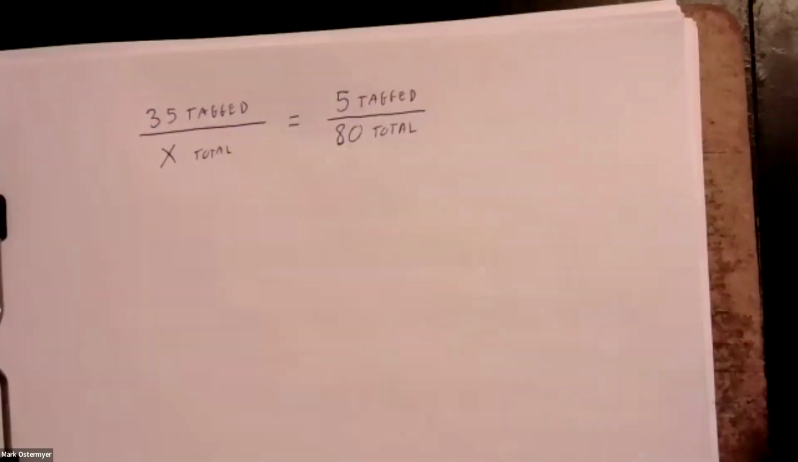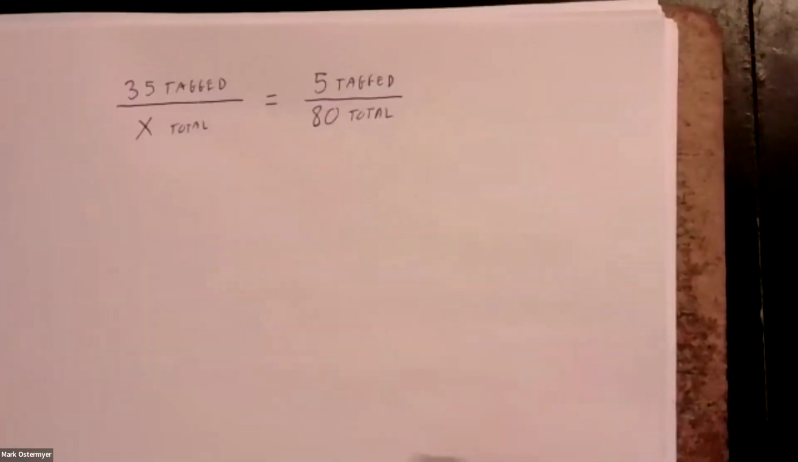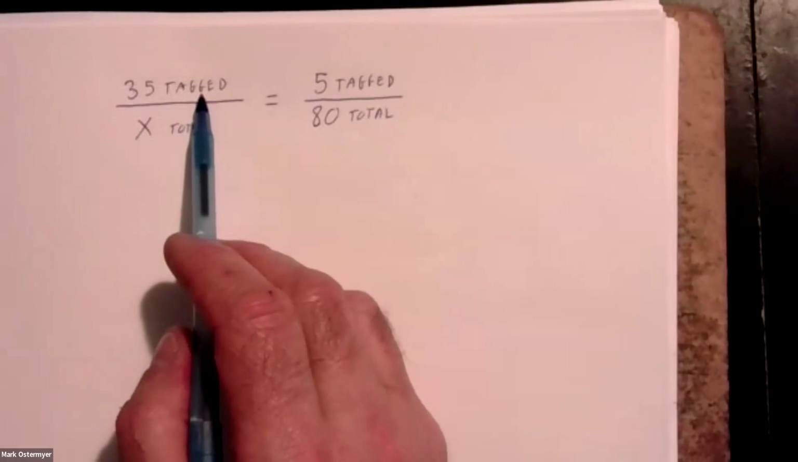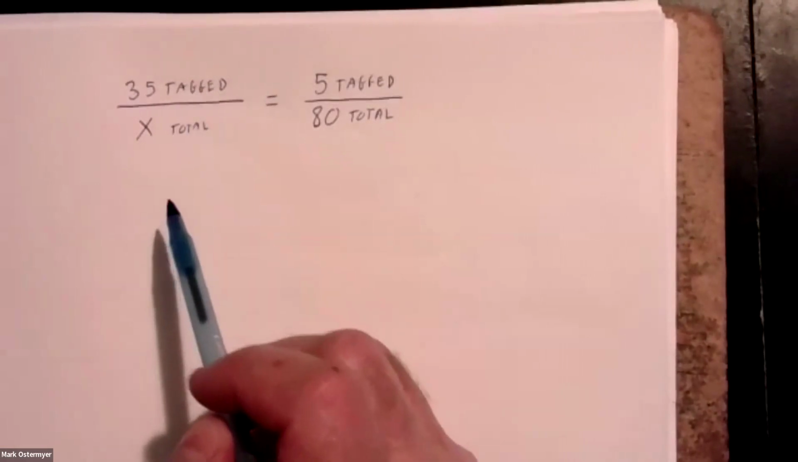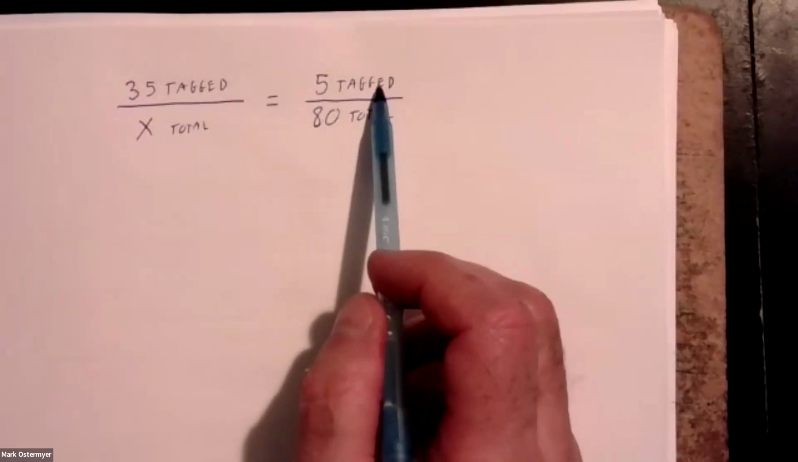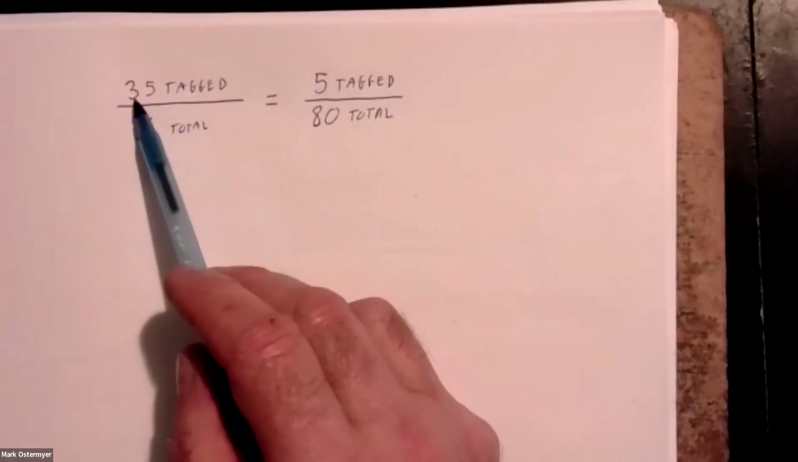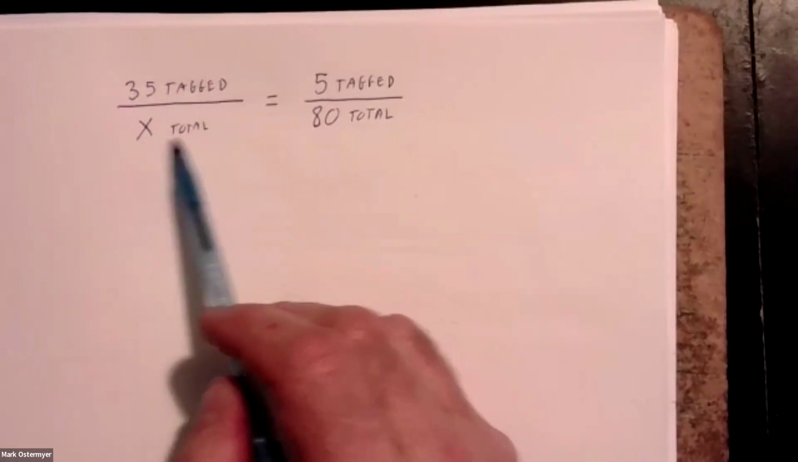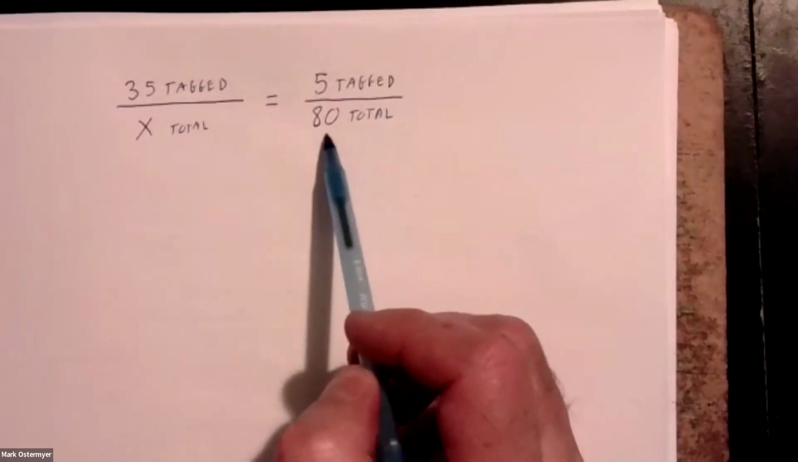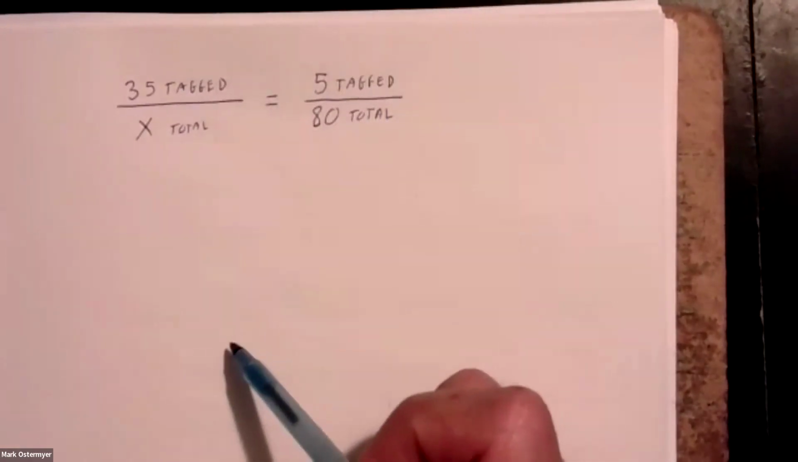So we can set up a proportion. First time we went out, we caught 35 fish and tagged each of them and then released them back into the lake. Second time we came out, we caught 80 total fish, 5 of which were tagged. So we can set up a proportion. 35 tagged fish is to the total number of fish in the lake, as 5 tagged fish is to 80 fish we caught 1 week later.